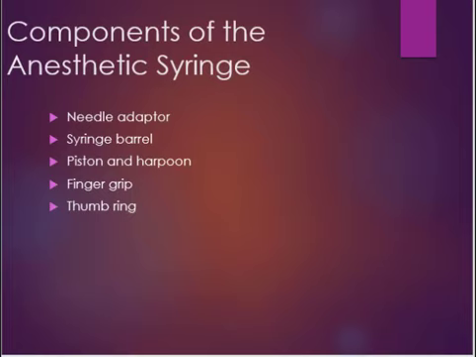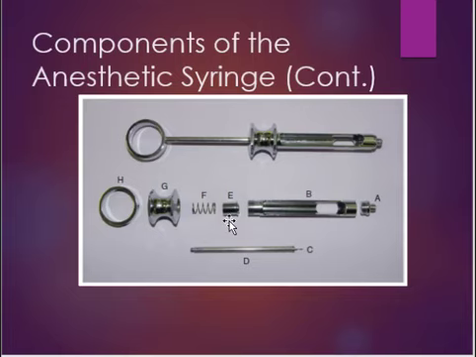These are the different components of the anesthetic syringe. So you have your needle adapter, your syringe barrel, your piston, and your harpoon, finger grip, and thumb ring. Looking at this picture here, here's your needle adapter. This is where the needle goes in. This is your syringe barrel, where the cartridges will be placed. You have your harpoon here.